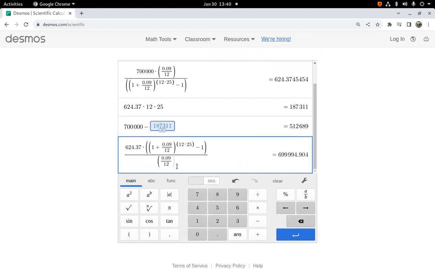over 12. And now notice I didn't get exactly $700,000. That's because, again, we had to round this to the nearest cent above, and I get pretty darn close to 700,000. I'm within, what, $5.10 of $700,000. $5 out of 700,000, not a big deal. So it does look like I have the right calculations there.